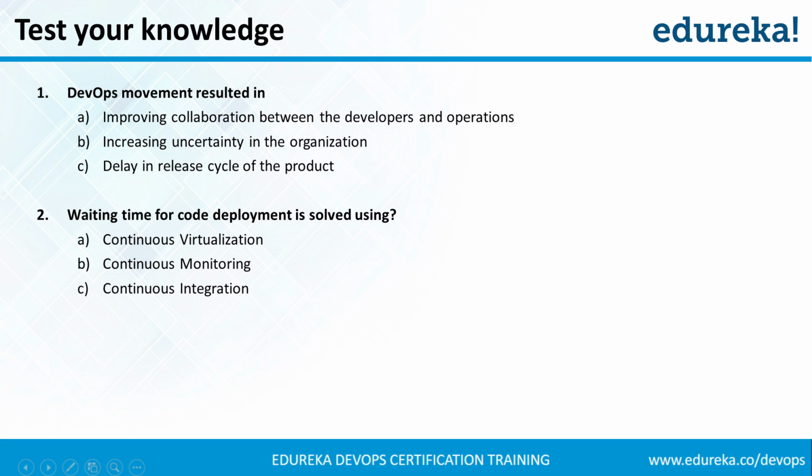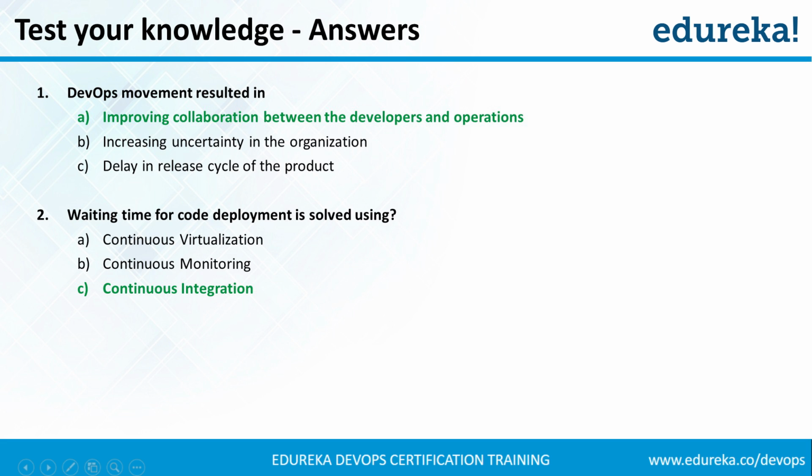There would be a couple of slides which will help me understand that you are paying attention, although I could also see here on the console who all are actually dozing off. Okay, so let's test your knowledge. Can someone answer this question for me? DevOps movement resulted in something, one of these 3, or waiting time for code deployment is solved using something. And there would be a couple of questions down there which would not be covered on the slides. So during that question, I'll also explain what that actually meant and how we go about solving that problem. Okay, so the correct answer here is 1A.